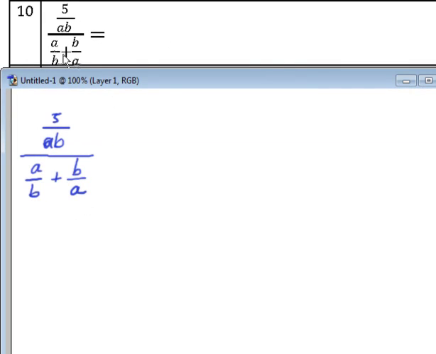In number 10, we want to get rid of these denominators, a, b here, and b and a over here. All right, so I copied it over here. We have to multiply top and bottom by something that ab divides into, and that b divides into, and that a divides into. So that would be ab. So we're going to multiply top and bottom by ab over 1. Okay, so let's do that.